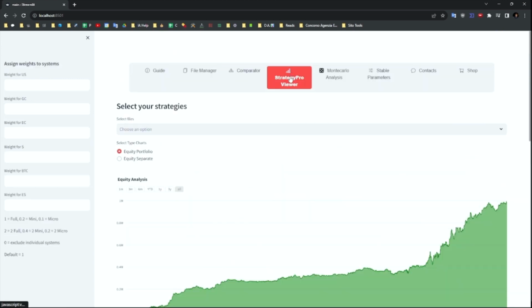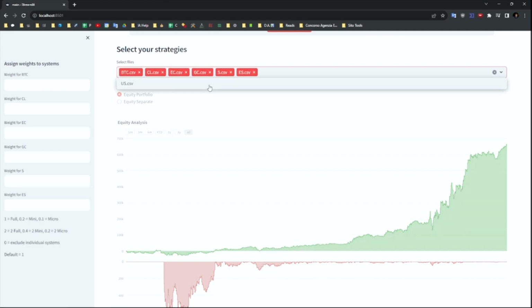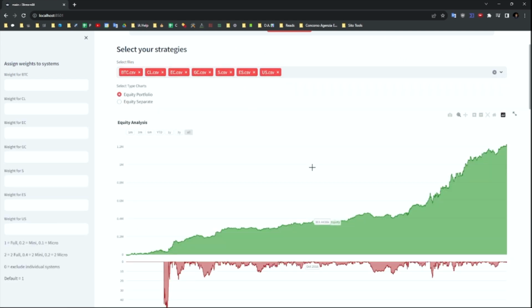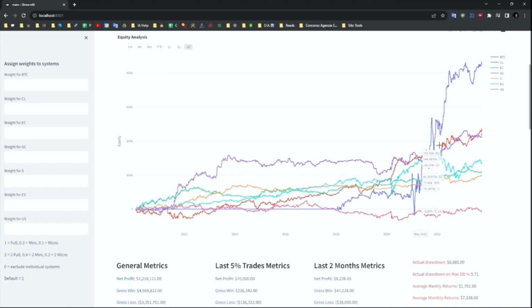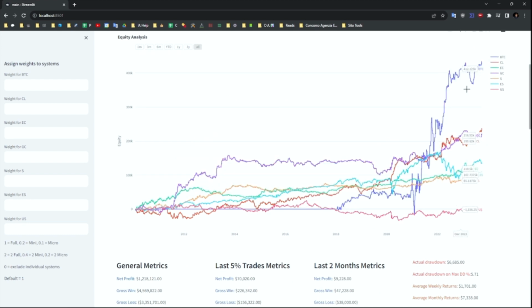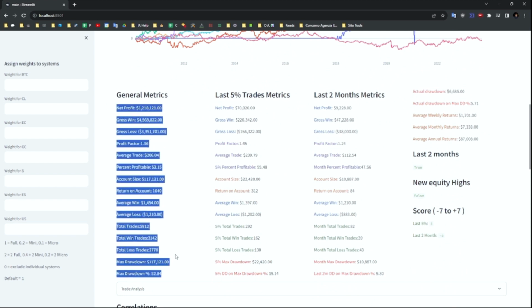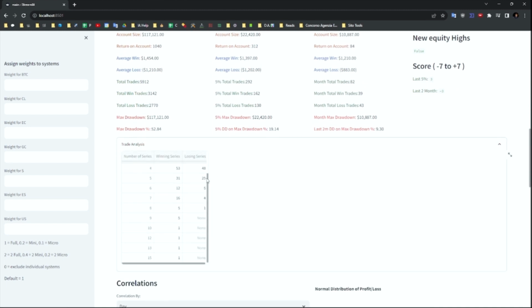Let's move to Strategy Pro Viewer, where we are going to analyze portfolio performance. First, I select all the strategies, and the tool does the rest. From the separate equity chart, you see the confirmation of what I said before. Bitcoin brings more profit on the portfolio, but also more loss. For the moment, we don't care, but we can later decide to exclude it or decrease the contracts directly from the tool. In the metrics, we see an excellent result with a net profit of $1.2 million, a drawdown of $117,000, and an average trade of $206 per trade.